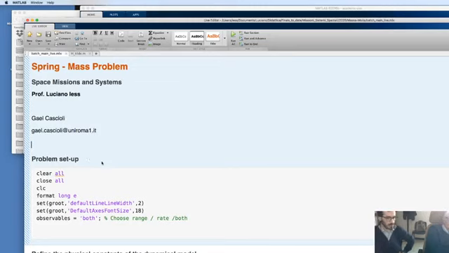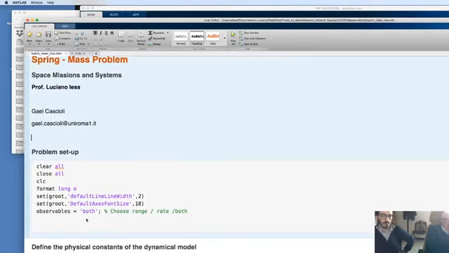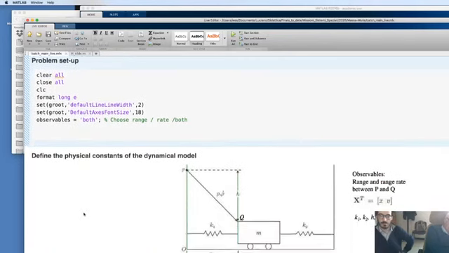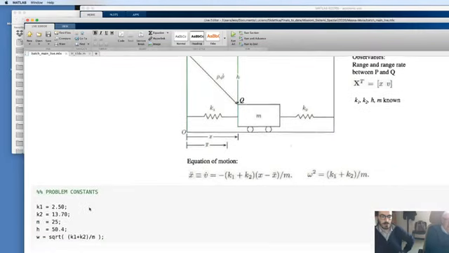Okay, I believe we can go on. Let us see what happens when we attribute realistic measurement errors or weights to range and range rate and solve for both together, using both observables together.